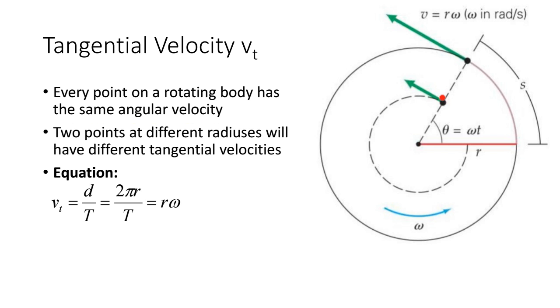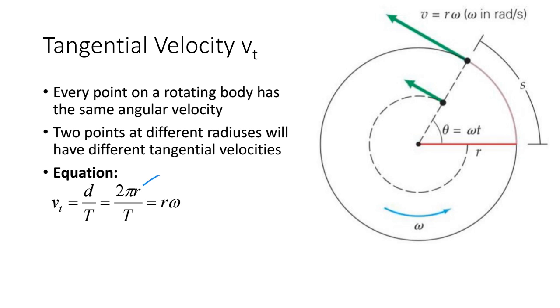That means that this point might be revolving at 1 revolution per minute, and this point will also be revolving at 1 revolution per minute. These points, however, will have different tangential velocities. Here's the equation to represent that. Tangential velocity equals distance over time.